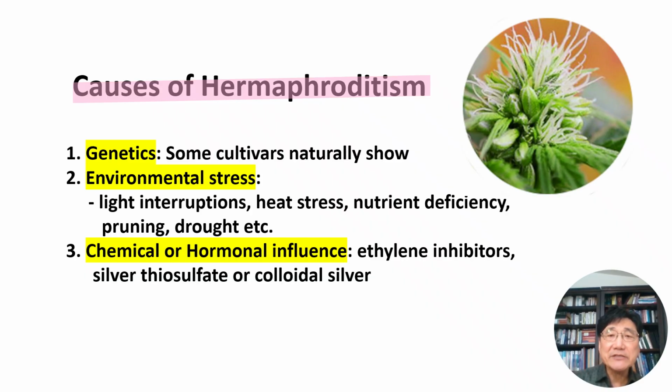Hermaphroditism in cannabis is a natural but usually stress-induced phenomenon. Plants develop both male and female organs. It can lead to self-pollination. It is undesirable for CBD or medical use, but very important in seed breeding. I will talk about it in another chapter related to feminized seed.